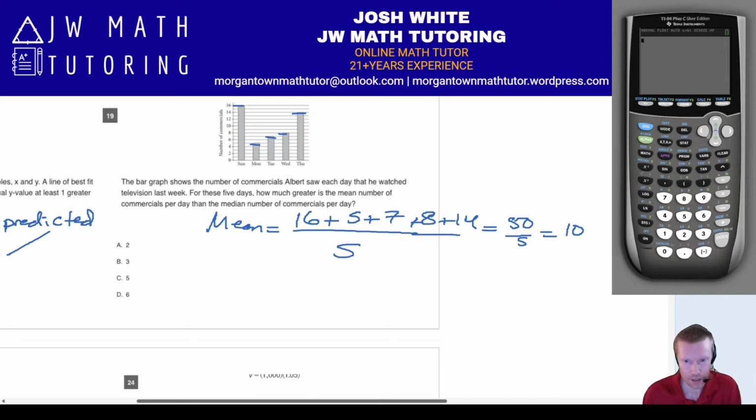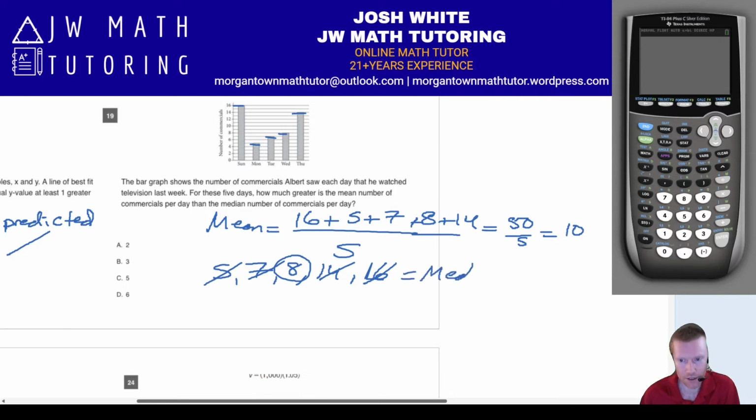Now for the median, basically what we have to do is see what is the middle number. And what we're talking about is, for the number of commercials per day, there's basically 5 different values we have. So if we did them from smallest to largest, it would be, for example, 5, 7, 8, 14, 16. Since we have an odd number here, that means we're going to have exactly one middle number. So if you start at the left and work your way in, 8 is going to be what's in the middle. So therefore, the median for this set of data is going to be 8.